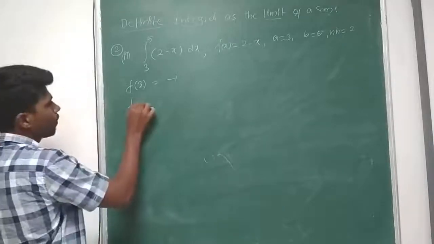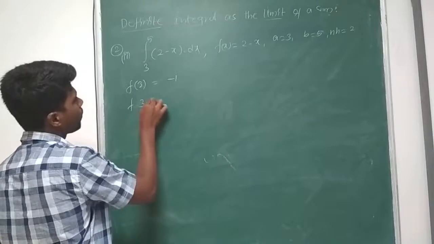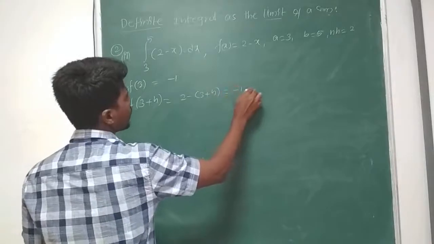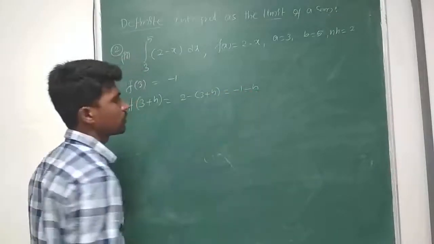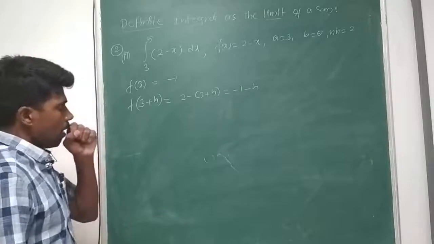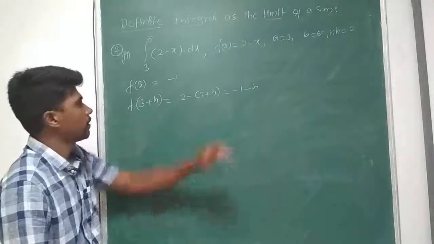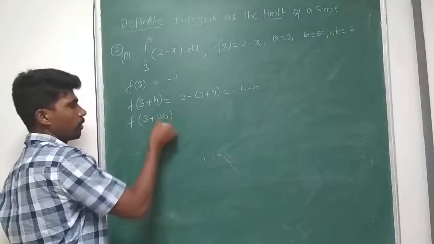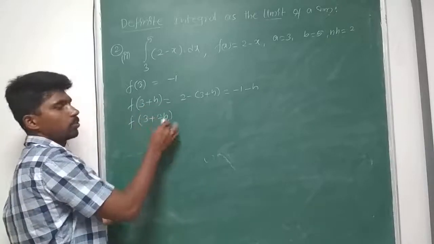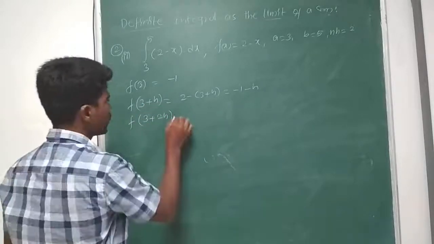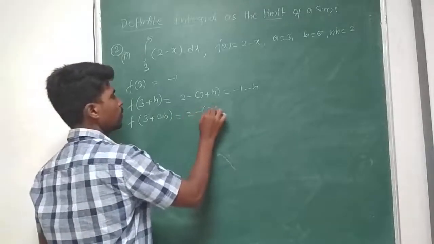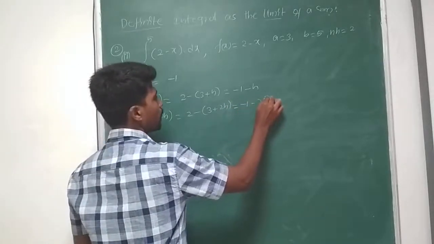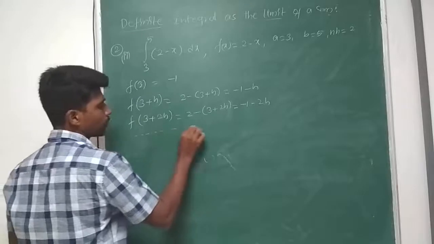Next f of 3 plus h. So we get 2 minus of 3 plus h. So I get minus 1 minus h. Next f of 3 plus 2h. f of a plus h, a plus 2h, a plus 3h, that's what we are continuing. 2 minus of 3 plus 2h. So I get 2 minus 3 as minus 1 minus 2h and so on.